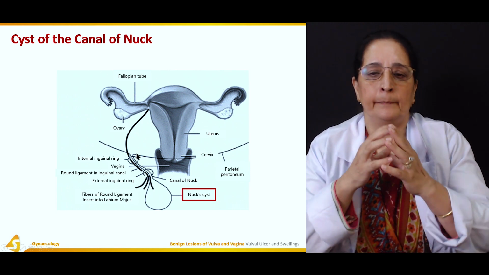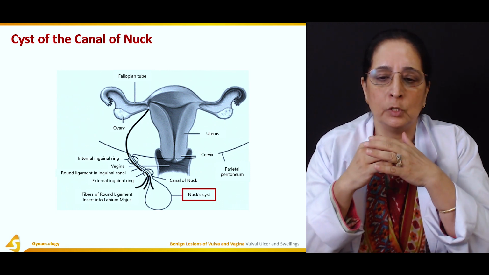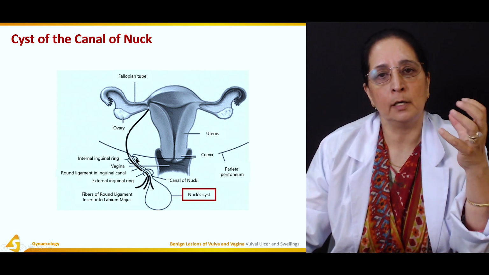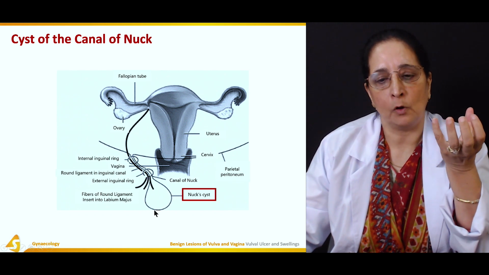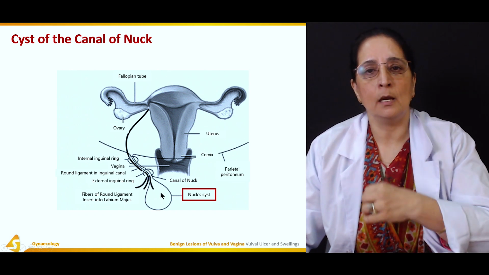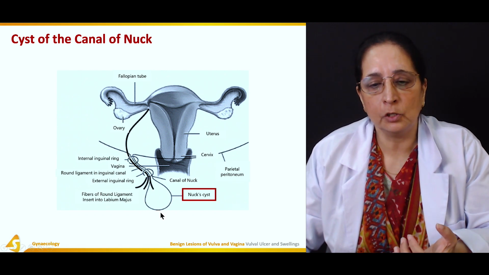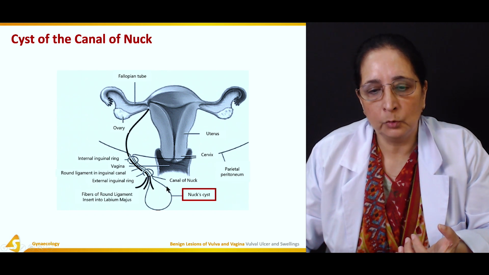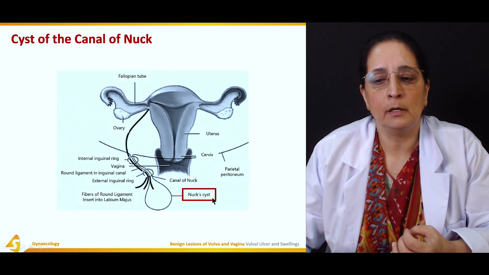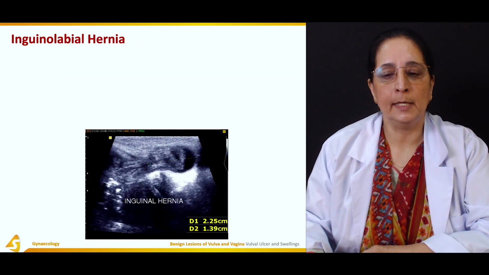Sometimes there is a gap or opening in the parietal peritoneum that goes through the external and internal inguinal ring, and a pouch is formed. That pouch is filled with fluid. This is known as the Nuck cyst. So it's like a hernia. There is a protrusion of the peritoneum through the inguinal rings, and it can cause Nuck cyst. Then inguinolabial hernia.